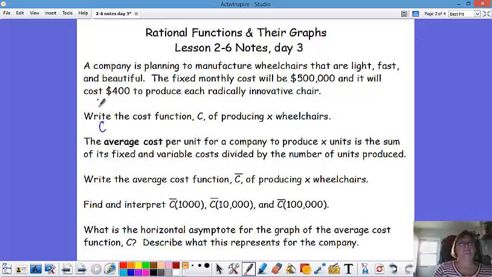And the total has to be equal to their fixed costs, things like building upkeep and salaries and things like that, plus manufacturing costs, and that's the $400 per chair.